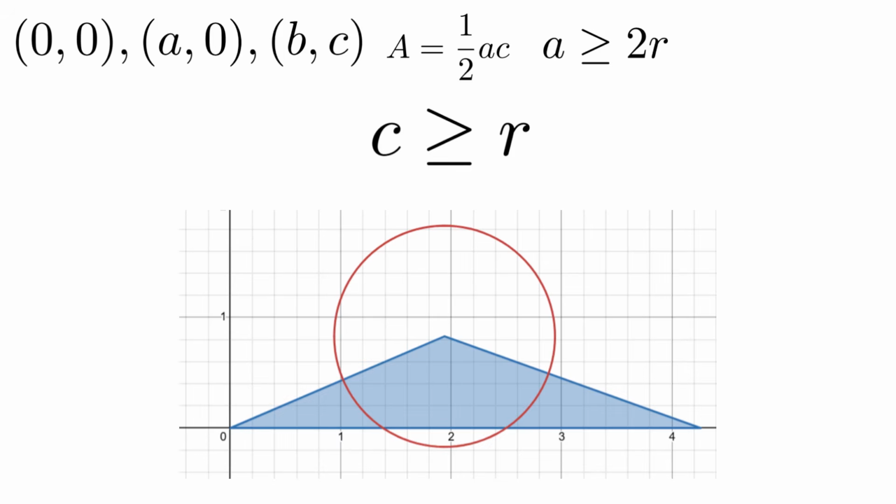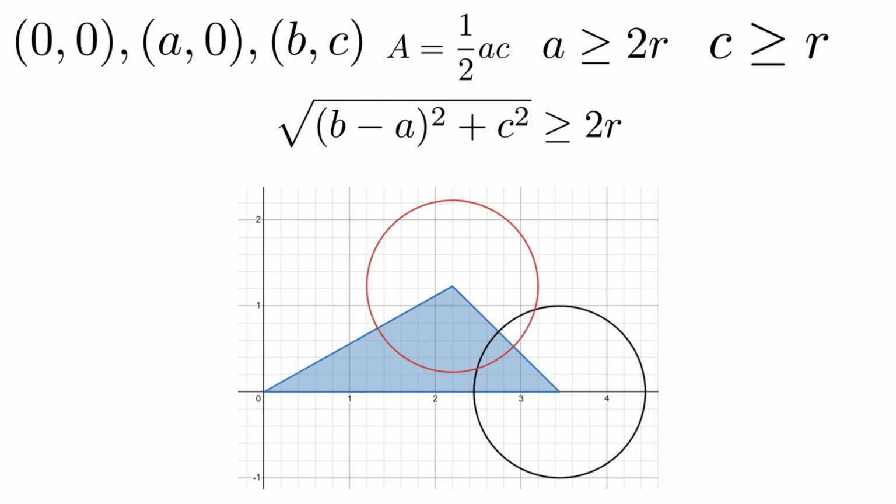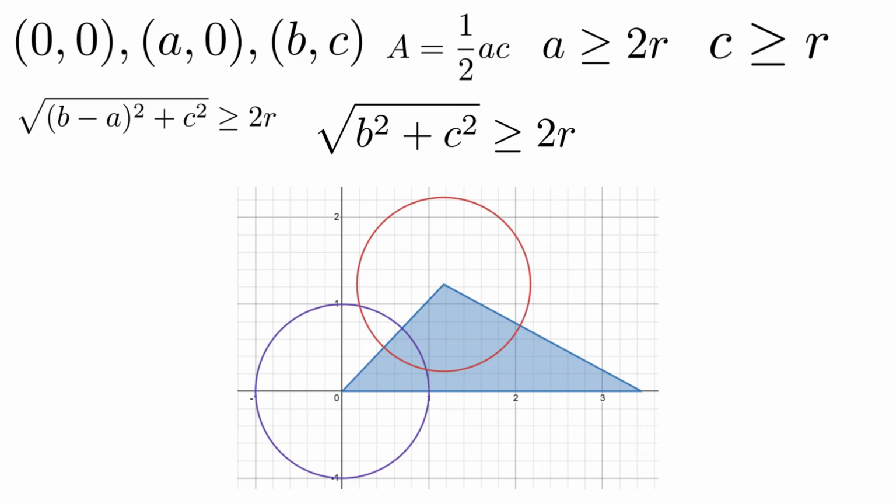And lastly, the 2 equations: the square root of (b minus a) squared plus c squared is greater than or equal to 2r, so circle 2 and 3 don't overlap, and the square root of b squared plus c squared is greater than or equal to 2r, so circle 1 and 3 don't overlap.